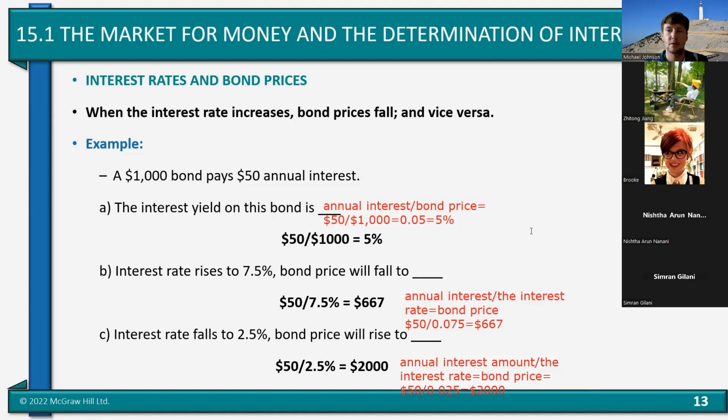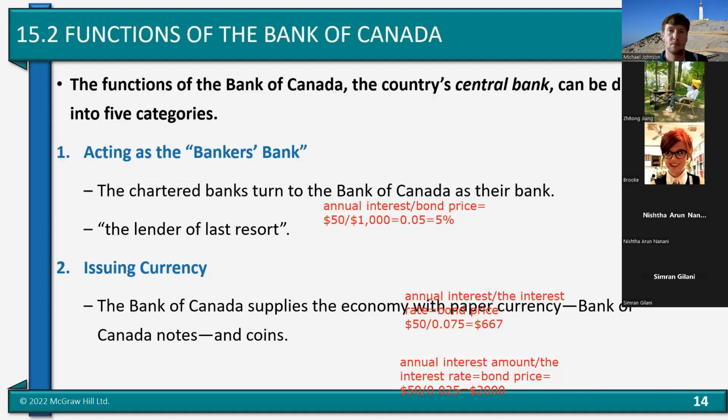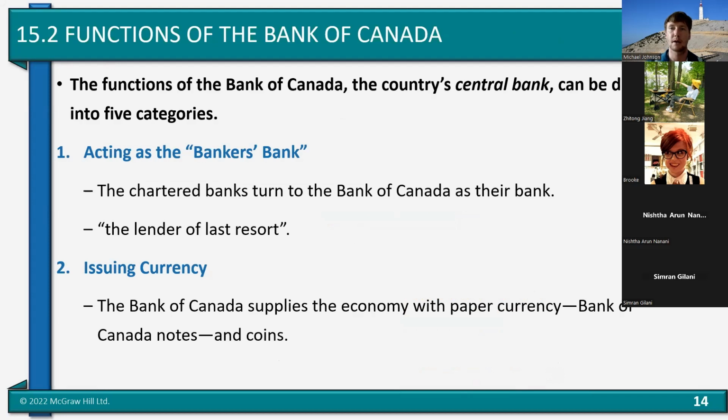So the functions of the Bank of Canada, the country's central bank, can be divided into 5 categories. One, acting as the banker's bank. The charter banks turn to the Bank of Canada as their bank, the lender of last resort. Two, issuing currency. The Bank of Canada supplies the economy with paper currency, Bank of Canada notes and coins.